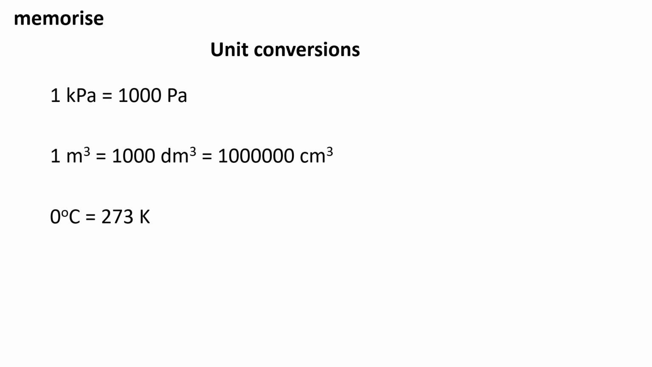So to get from kilopascals to pascals, multiply by 1000. To go in the opposite direction, divide by 1000. Meters cubed to decimeters cubed, multiply by 1000. Decimeters cubed to centimeters cubed, multiply by 1000. And obviously if you go in the opposite direction, you would divide. To get from degrees Celsius to Kelvin, you need to add 273.